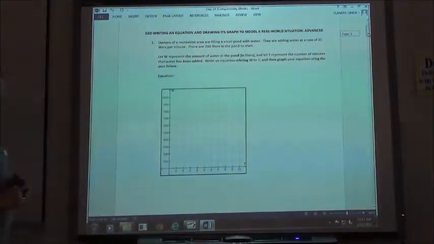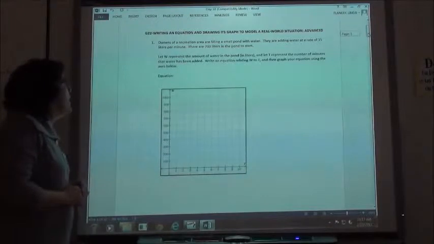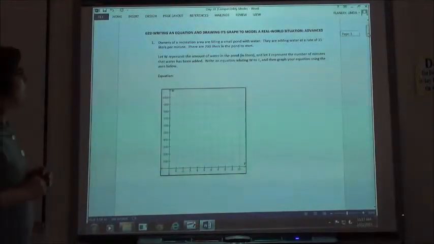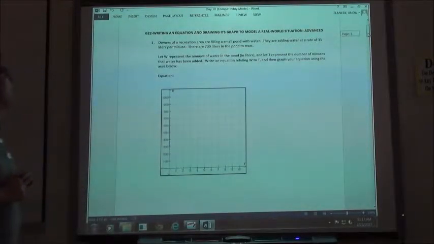It says owners of a recreation area are filling a small pond with water. They're adding water at a rate of 35 liters per minute. There are 700 liters in the pond to start. Let W represent the amount of water in the pond in liters and T represent the number of minutes that water has been added. Write an equation relating W to T, then graph your equation using the axis below.